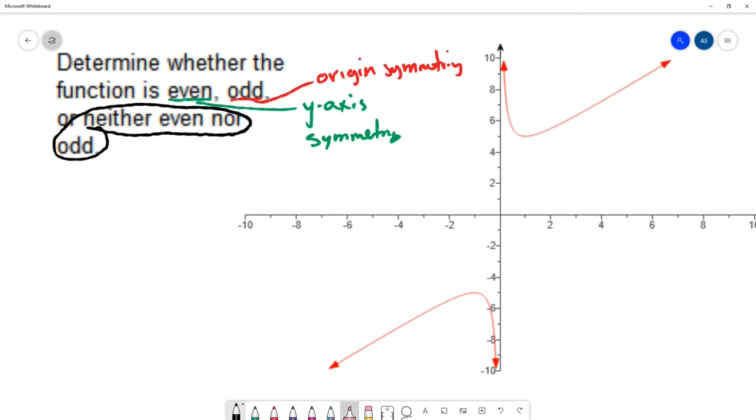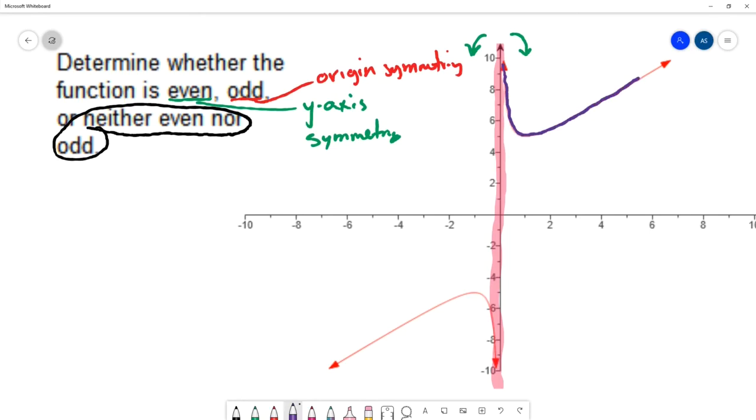So y-axis symmetry is when we have a mirror image over the y-axis. So that y-axis is the vertical axis, and you want to look to the left of the y-axis and the right of the y-axis to see if you have a mirror image. You could imagine that this is a piece of paper, and you fold that piece of paper along the y-axis, and you're looking for the two sides of the picture to match up exactly. And you can see that that's not going to happen with this picture.